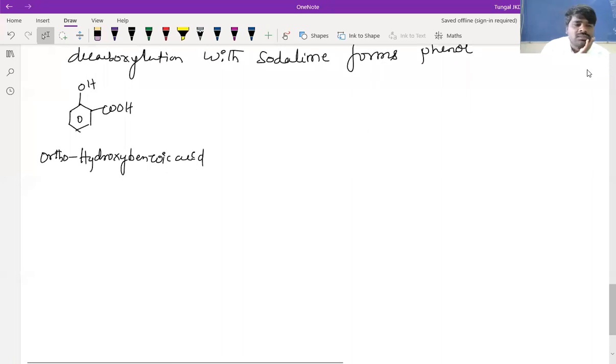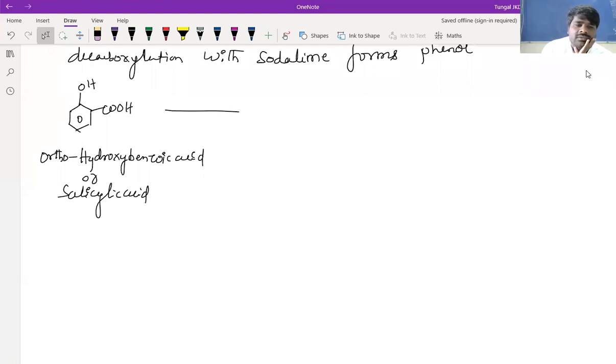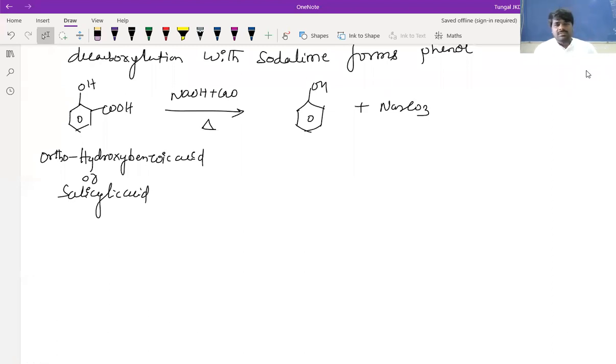It is also called salicylic acid. On reaction with soda lime and heating, it forms phenol, and Na2CO3 will be removed. So this is your phenol.